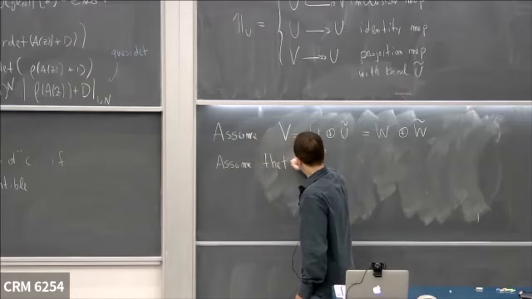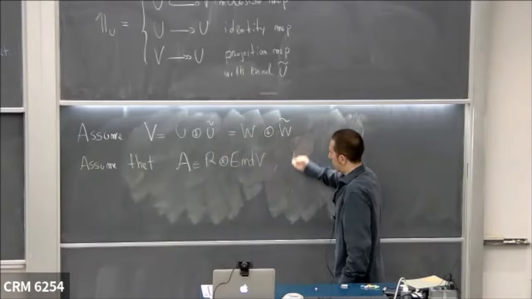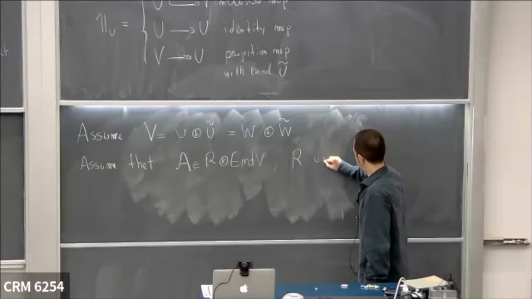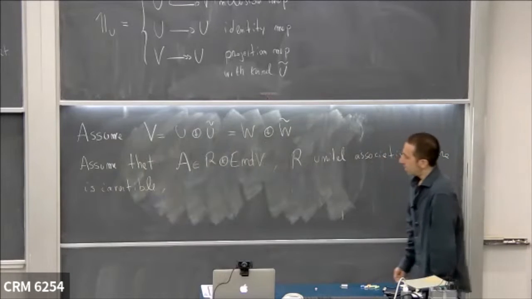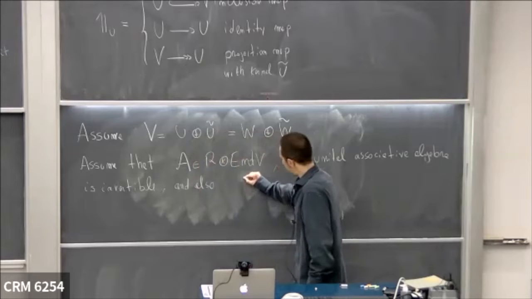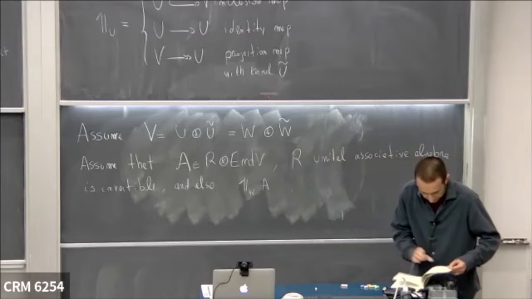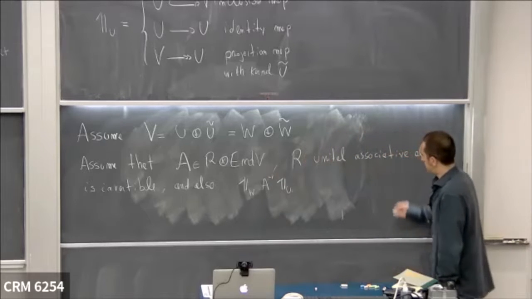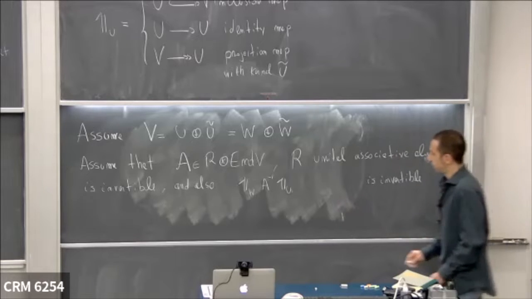So assume that our matrix A, and we are working over R, the universal enveloping algebra, so it's a unital associative algebra. So we assume it's invertible. And also, the following element is invertible. Okay, let's see how to understand this notation.